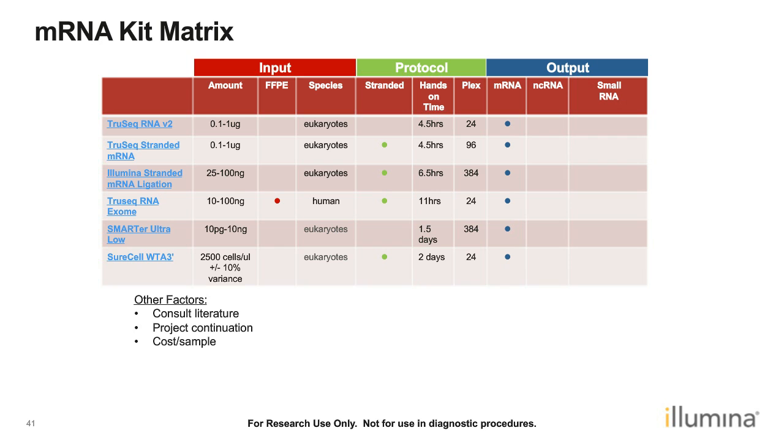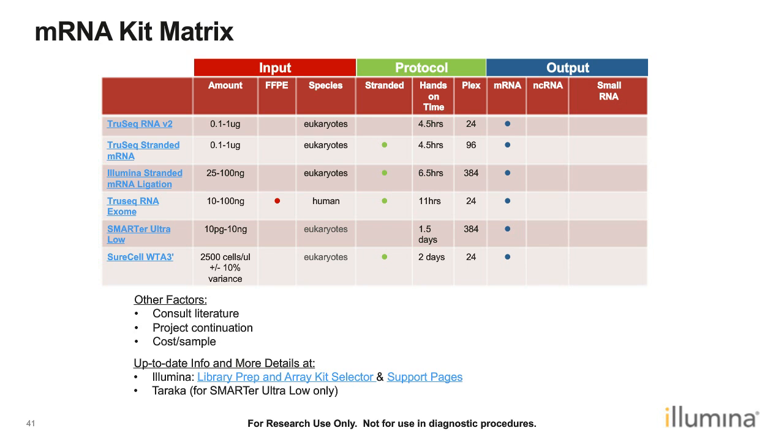Keep in mind project continuation. If possible, it's likely best to continue using the kit that has already been used for a project, so we don't want to switch mid-project. And lastly, take into account cost per sample. Up-to-date information and details can be found on the library prep kit selector and support pages listed here. For more information on the Smarter Kit, I will refer you to Takara's website.